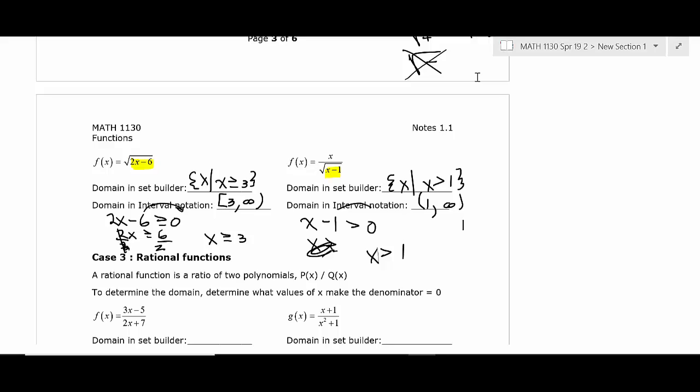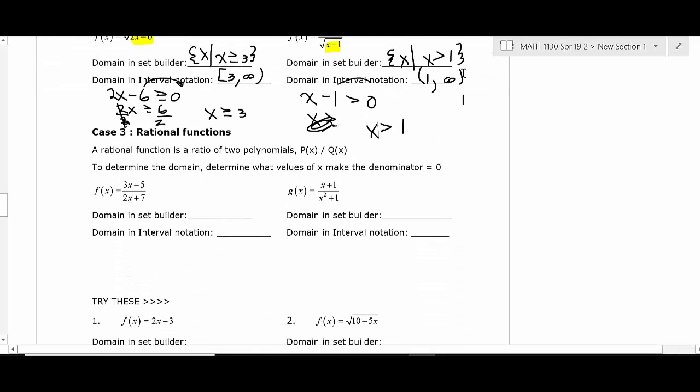Okay. Now, the third case, and we're only going to do 3 cases on this. It's just kind of the things that are common that pop up. So we have what we call a rational function. Rational functions are just ratios of polynomials.